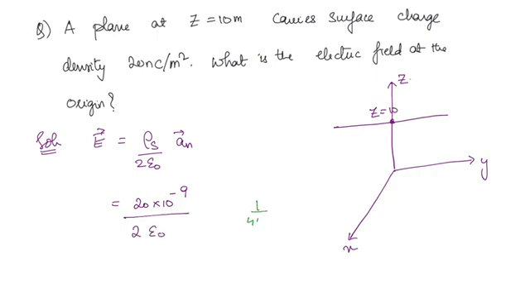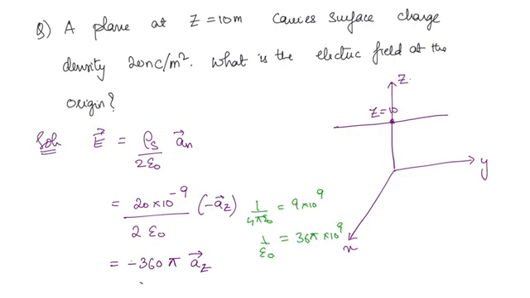We know 1 by 4 pi epsilon naught is 9 into 10 to the power 9. Then what will be 1 by epsilon naught? It is going to be 36 pi into 10 to the power 9. Okay, so you can write here, this is minus a z bar, so you can write the direction. Okay, so now instead of epsilon naught, you can substitute this value, so that the final value you should be getting minus 360 pi a z bar. Okay, so this is the answer, electric field at the origin.